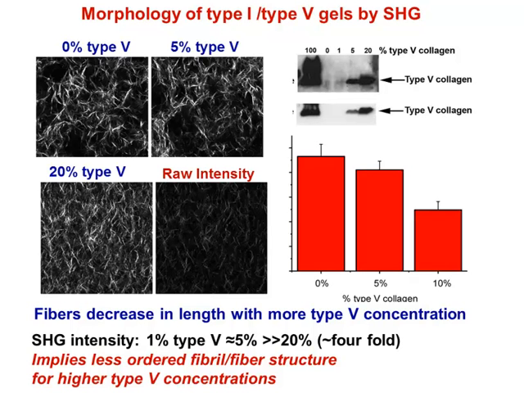And also, if you look at the fiber lengths, this is for the all type 1, 5% type 5, and 10%. This should be 20% type 5. The fiber length also decreases. And this is actually an upper bound of what we can really identify by thresholding as real fibers. So we definitely have less ordered fibril-fiber structure for the 20%.